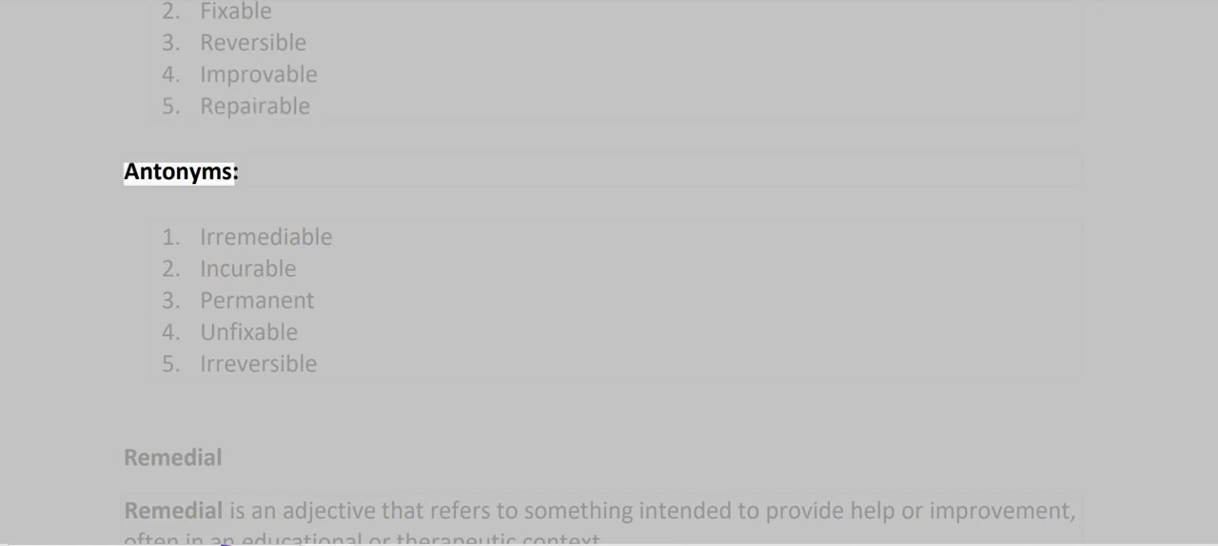Antonyms: 1. Irremediable. 2. Incurable. 3. Permanent. 4. Unfixable. 5. Irreversible.